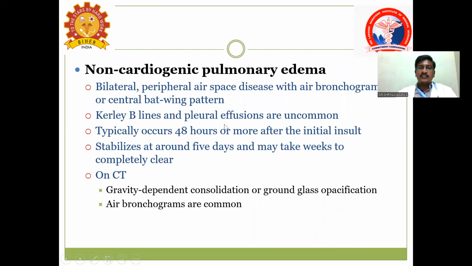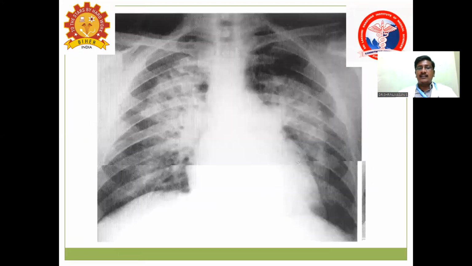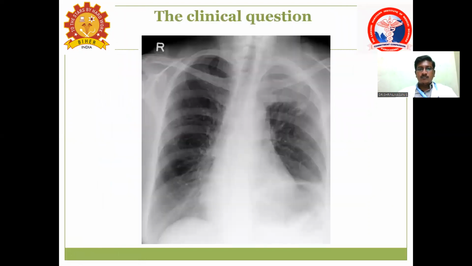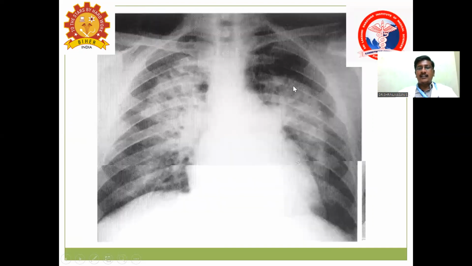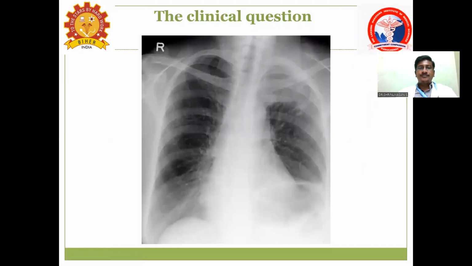Then we can also have causes for non-cardiogenic pulmonary edema. Non-cardiogenic pulmonary edema may be gravity dependent, and it appears with prominent air bronchograms and the classical perihilar bat wing pattern. You can see this is a perihilar bat wing pattern. So this is called pulmonary edema. That is the typical spotter. Whenever you see perihilar bat wing appearance, think of pulmonary edema. So that is the emergency. That's why we kept this also.